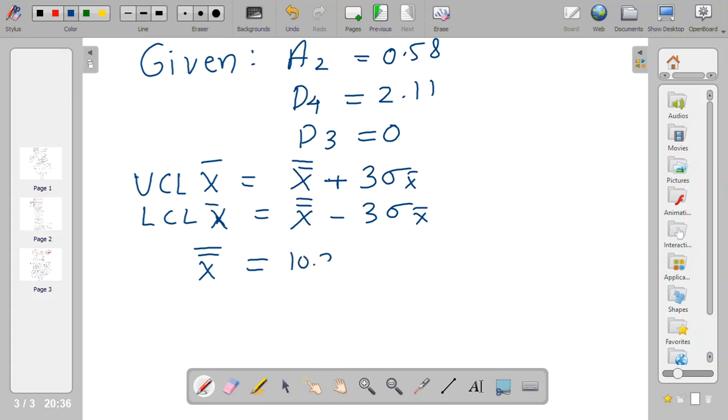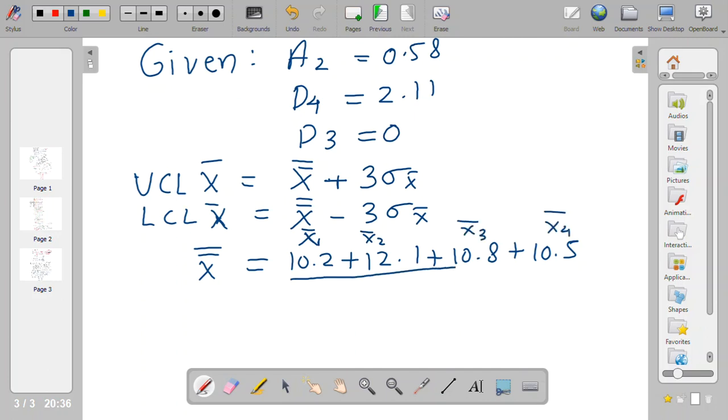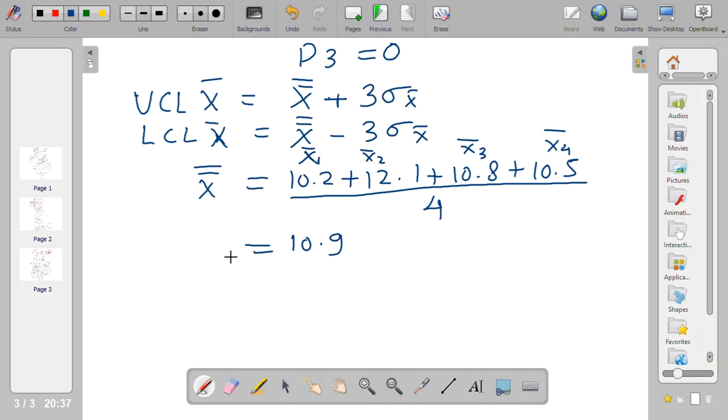So 10.2 plus 12.1 plus 10.8 plus 10.5, that is the addition of x1 bar, x2 bar, x3 bar, x4 bar, divided by 4, as there are a total of 4. This average value you have to find. You will get around 10.9.